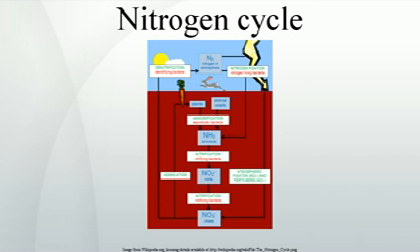Nitrogen cycle. The nitrogen cycle is the process by which nitrogen is converted between its various chemical forms. This transformation can be carried out through both biological and physical processes. Important processes in the nitrogen cycle include fixation, ammonification, nitrification, and denitrification.